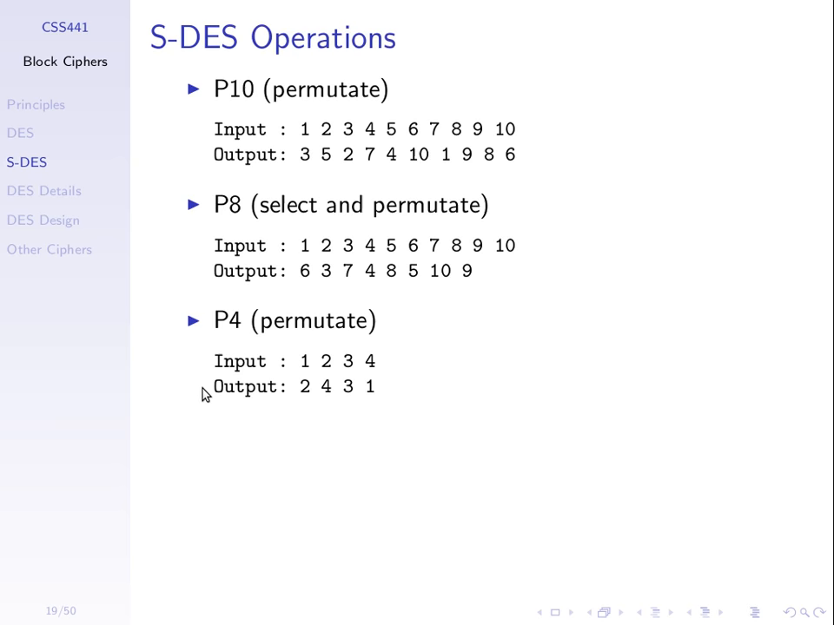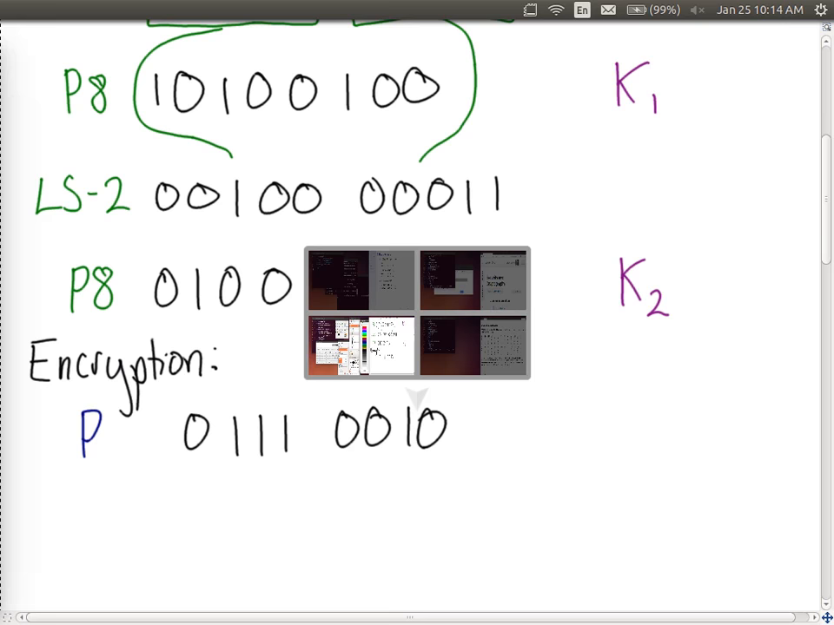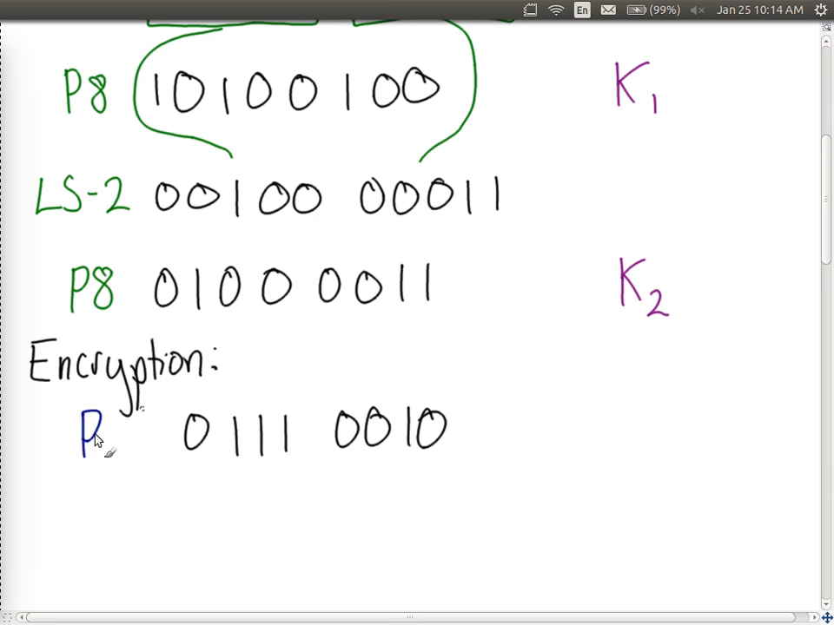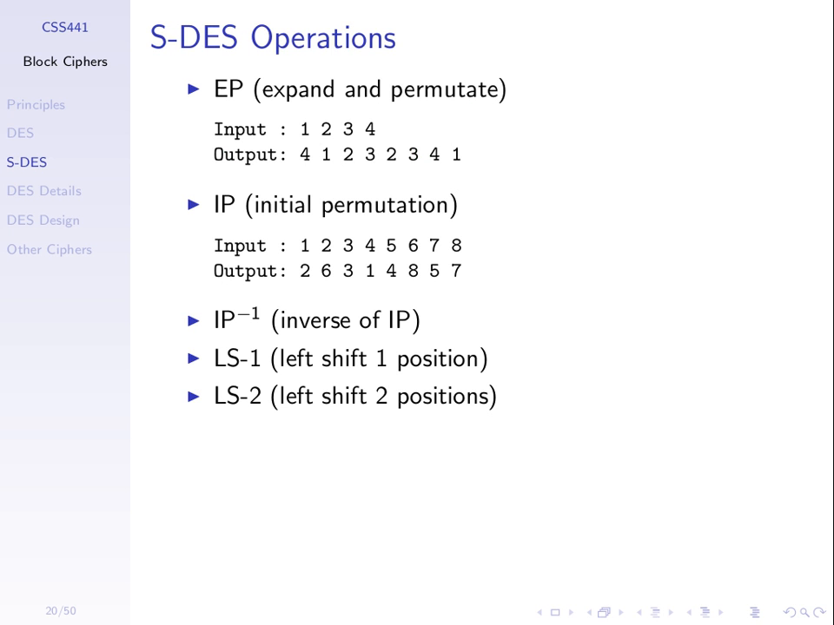Here it is. The initial permutation is just a permutation where the second bit becomes the first, the sixth bit becomes the second, and so on. Rearrange those bits: two, six, three, one, bit two, bit six, bit three, and bit one. And then 4, 8, 5, 7: bit 4, 8, 5, and 7.